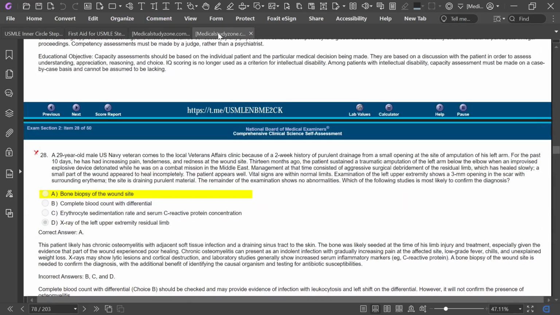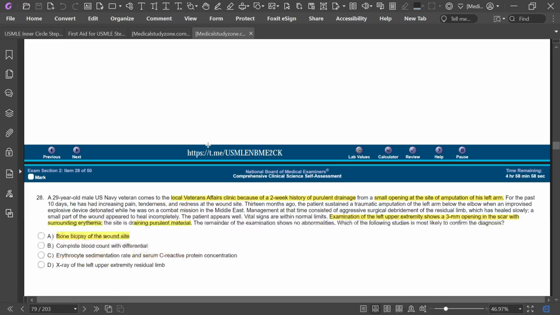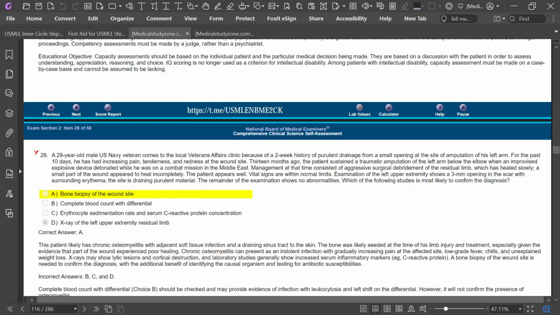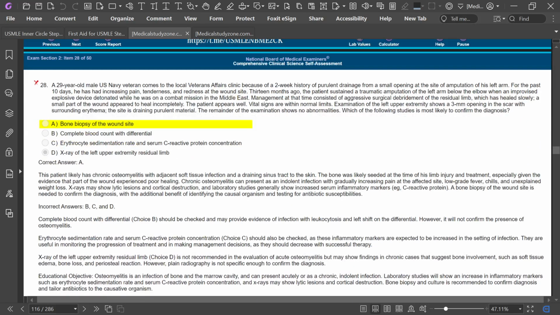Thirteen months ago, the patient sustained a traumatic amputation of the left arm below the elbow when an improvised explosive device detonated while he was in the Middle East. Management at that time consisted of aggressive surgical debridement of the residual limb, which has healed slowly. A small part of the wound appeared to heal incompletely.